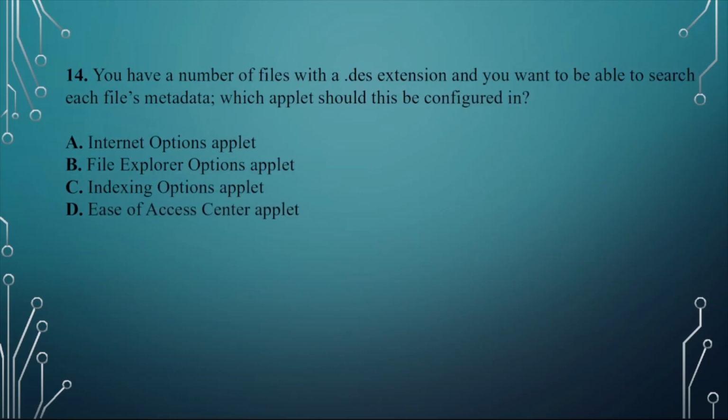Question number 14. You have a number of files with a .ds extension and you want to be able to search each file's metadata. Which applet should this be configured in? A. Internet Options applet, B. File Explorer Options applet, C. Indexing Options applet, and D. Ease of Access Center applet.